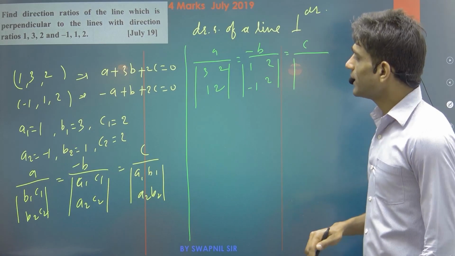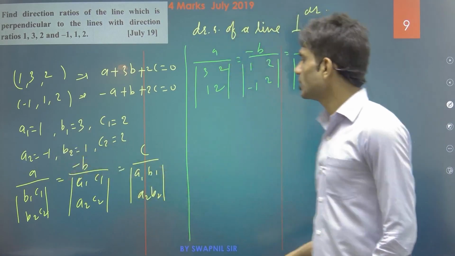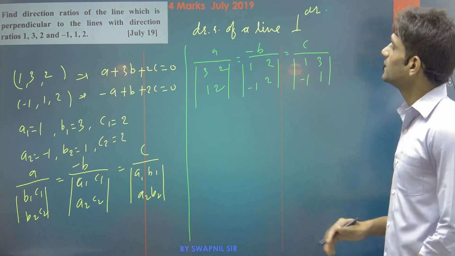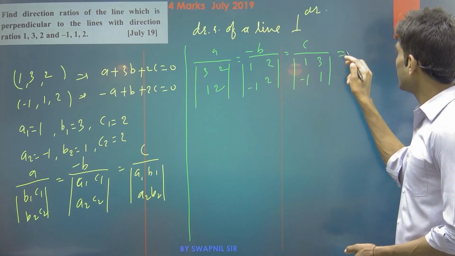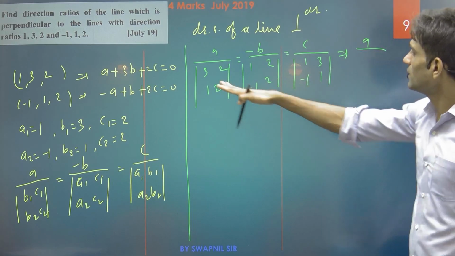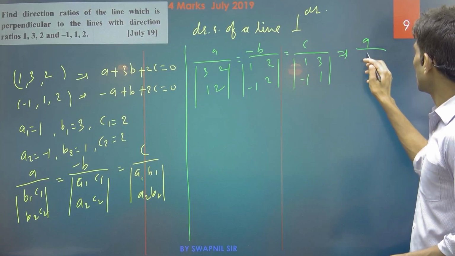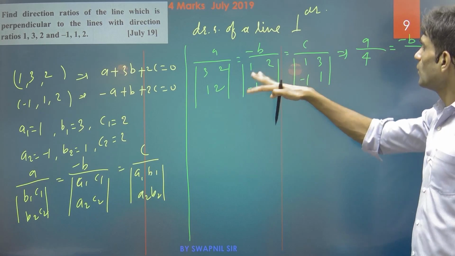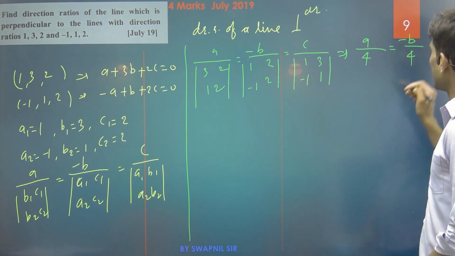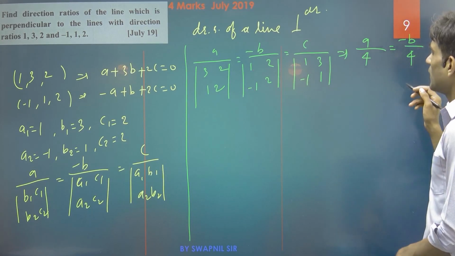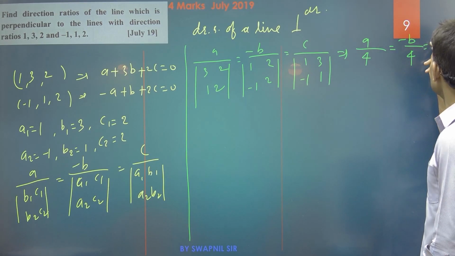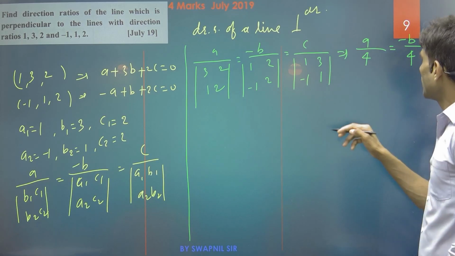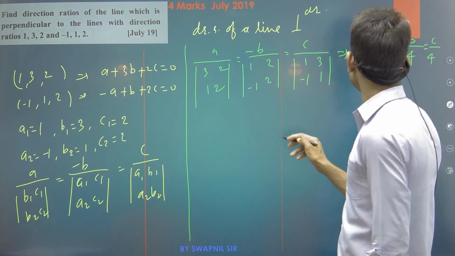a1 b1 a2 b2, so 1 3 minus 1 1 here. This is our third determinant. So we can write their values as a upon the determinant 3 times 2 is 6 minus 2, which is 4, equal to minus b divided by 2 minus of minus 2, which is 4, equal to c upon 1 minus of minus 3, which is 4. So we can write a upon 4, minus b upon 4, and c upon 4.